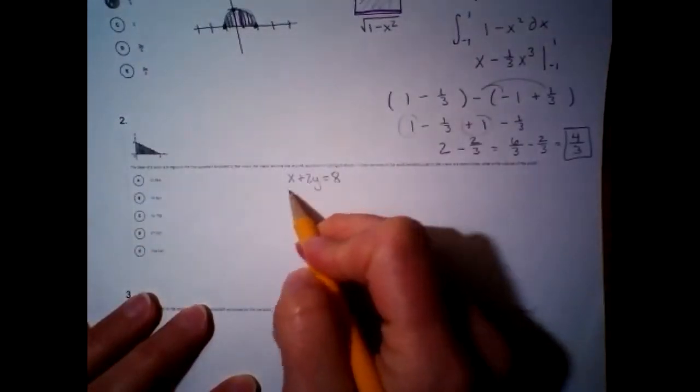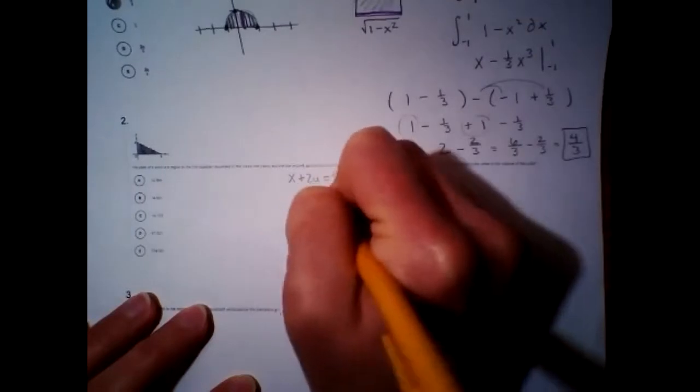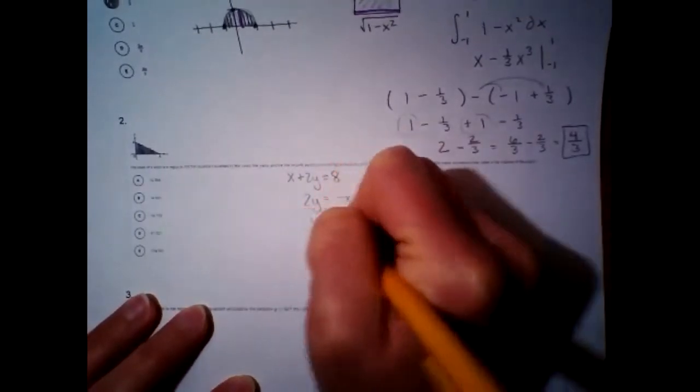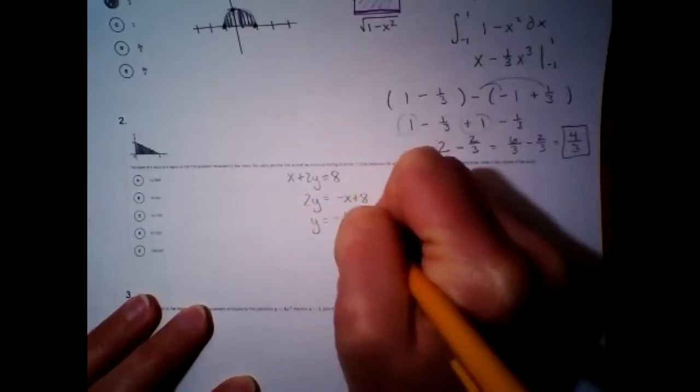So let me go ahead and get y by itself. We're going to subtract over the x and then divide everything by 2. So this will be negative 1/2 x plus 4.